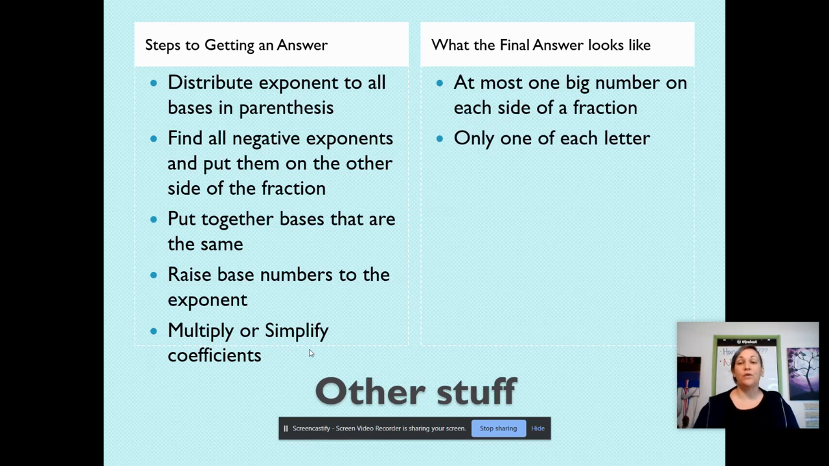Next, check and make sure that you have only one of each letter. You can't have one on the top and one on the bottom even. It's got to be one total. Sometimes the letter will disappear throughout the course of the problem, and that's okay too.